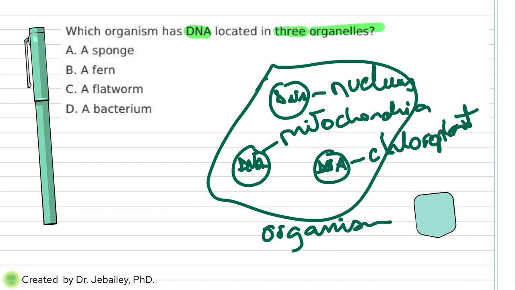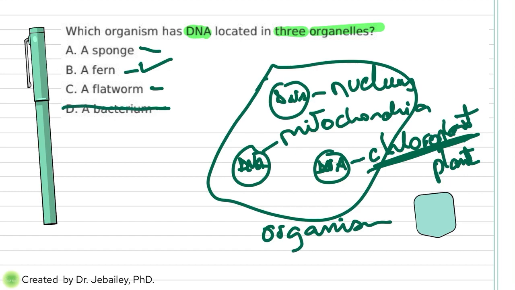And you can find the DNA in the chloroplast. Now, because of that, this one gives away. Chloroplast is a plant, right? So that's one thing that we have here. Plant. That means I have to look at my 4 options and see if there is a plant. Sponge is not a plant. A fern is a plant, so this might be the answer. Flatworm is not a plant, and bacteria is not a plant. So we can even cancel bacteria because we know bacteria has no nucleus, right?